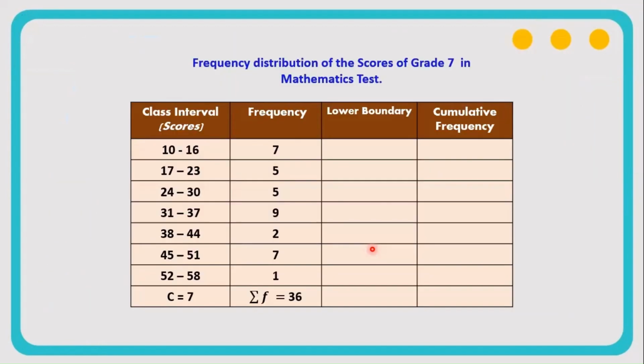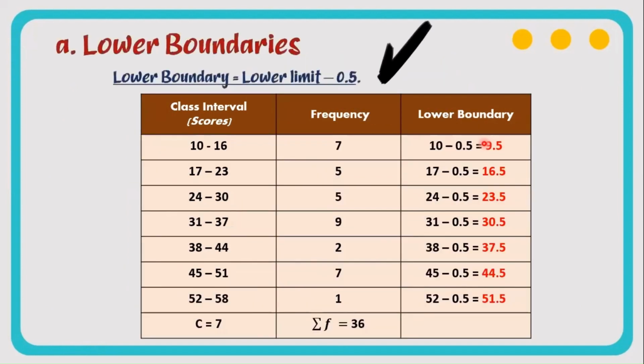Next, median. In solving the median, we need to extend the frequency distribution by 2 columns, and those are lower boundaries and cumulative frequencies. So how do we get the cumulative frequencies and lower boundaries? To get the lower boundaries, we subtract 0.5 from the lower limits. For the class interval 10 to 16, 10 is the lower limit. So we subtract 10 minus 0.5 and we get 9.5. Follow that formula until the last class interval.